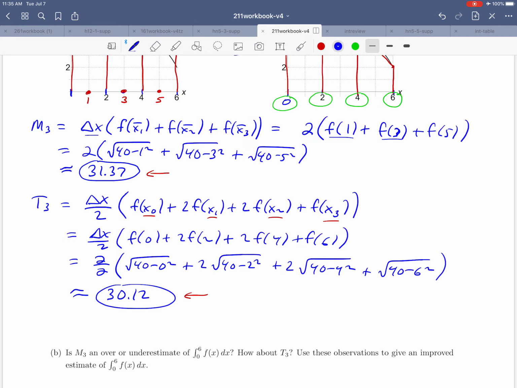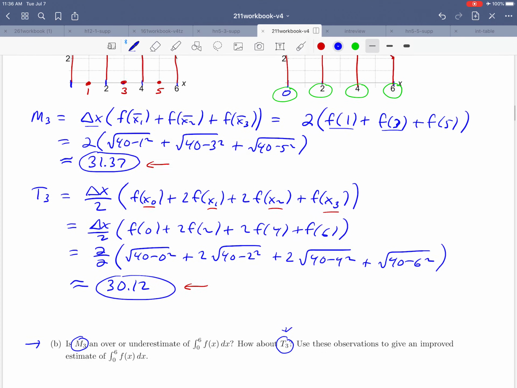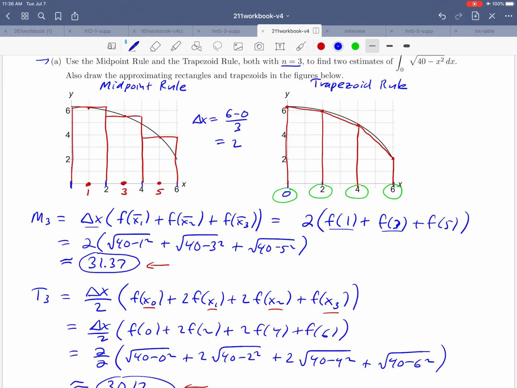Okay, so onward to part B here then. Now they're asking us to analyze our estimates a little bit. They'd like us to know, is M3 an overestimate or an underestimate of the area under the curve, and how about T3? All right, well, let's start with T3 because I think that's a little bit easier to see. Okay, so what do you think? If you look at the picture here for the trapezoid rule, and you look at the areas of the trapezoids that we drew in, what do you think? Are we going to get too much or too little area?